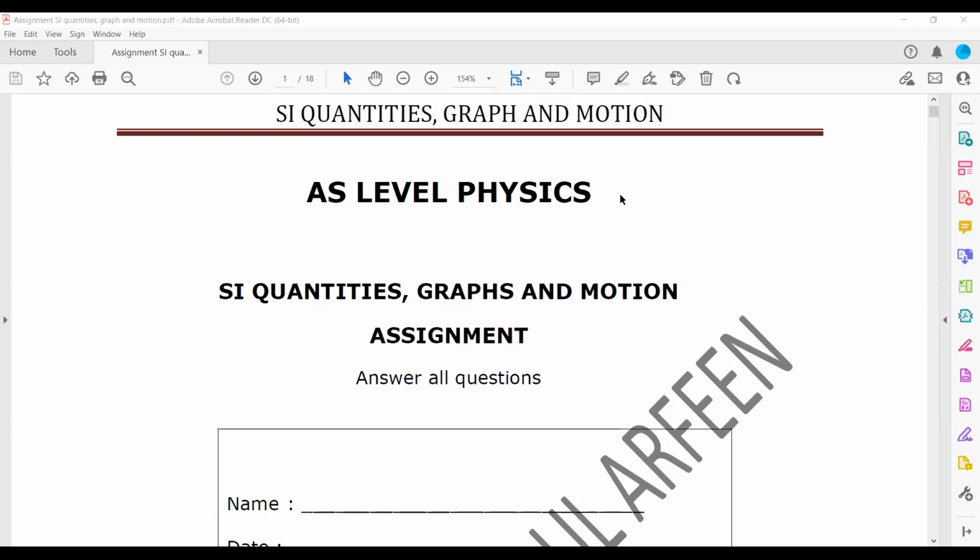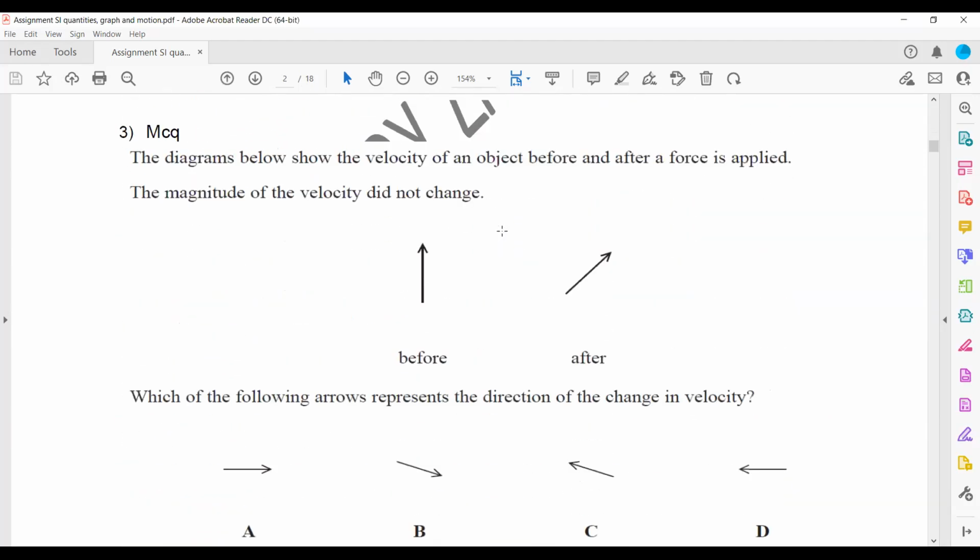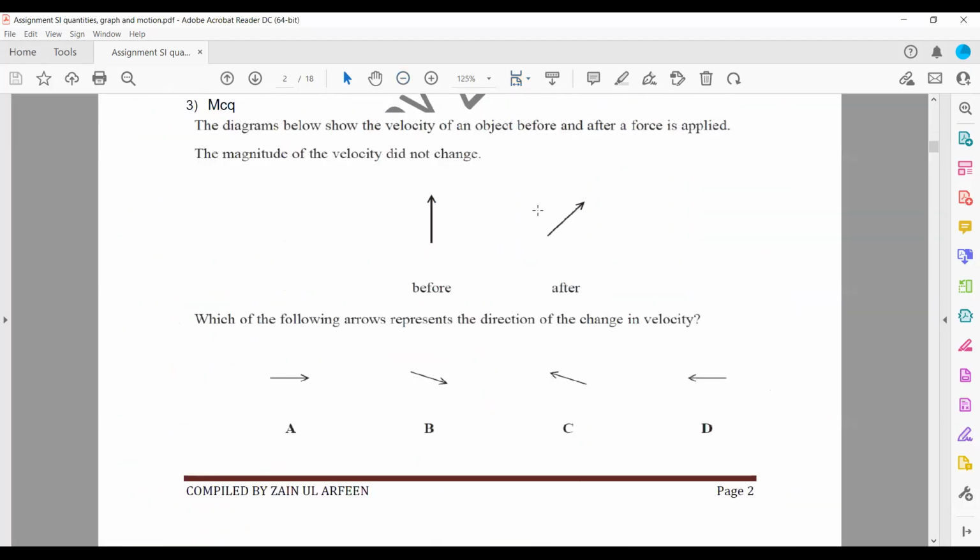So this exercise assignment is related to the SI quantities, graphs, and motion. The doubt first, question 3. In question 3, the diagram below shows the velocity of an object before and after the force is applied. The magnitude of the velocity did not change. Which of the following arrows represent the change in the velocity?